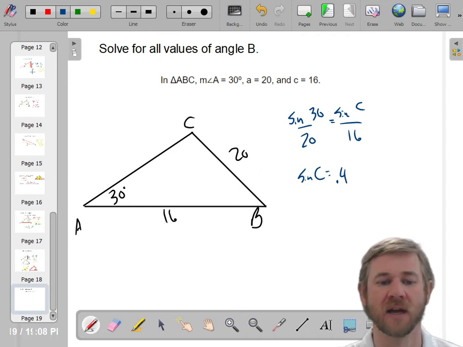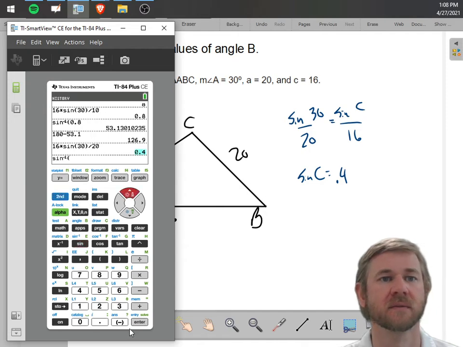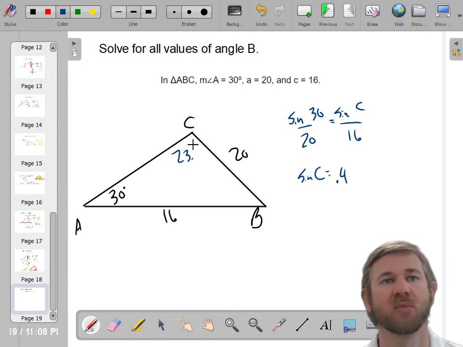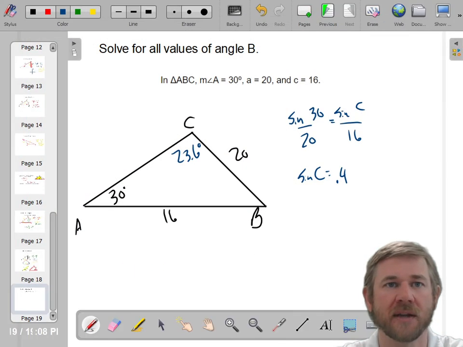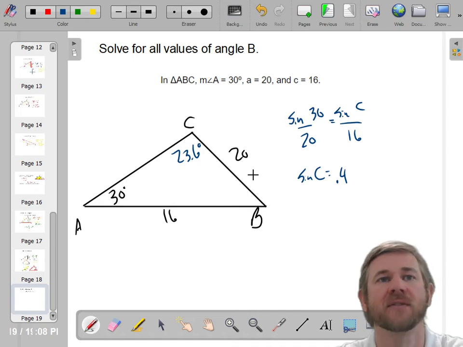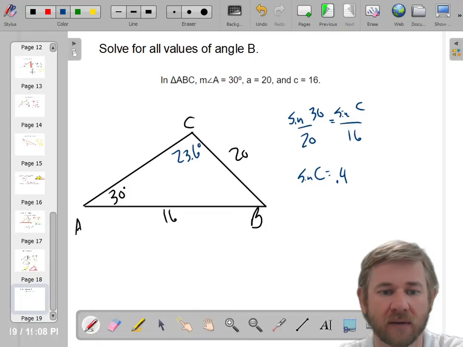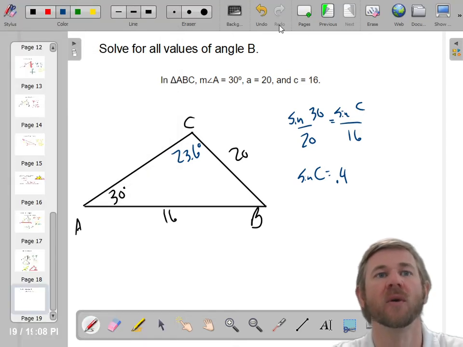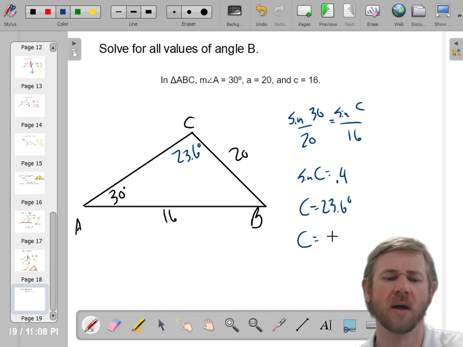And now when I do the inverse sine, I will actually find what angle C is. Let's just say 23.6. So angle C is 23.6. Now we're going to try and see if I can create two triangles again. And the way I do that is I'm going to now subtract from 180. So 180 minus 23.6 is 156.4.